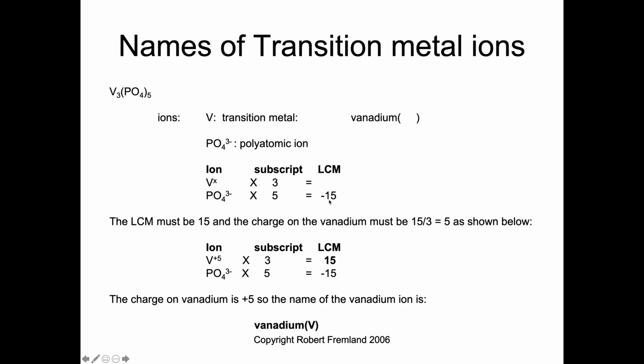That means that there's 15 negative charges. If there's 15 negatives, there've got to be 15 positives. Those 15 positives come from 3 vanadiums, because right there, from the formula, that means the vanadium has to be a +5. 15 divided by 3 is 5. So that ion is going to be called vanadium 5.